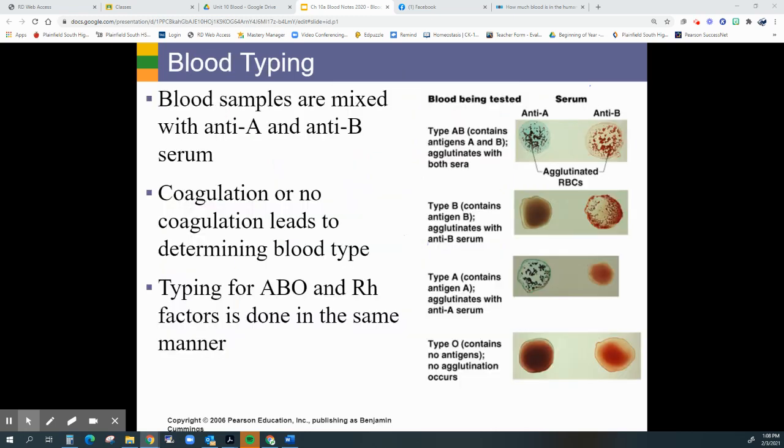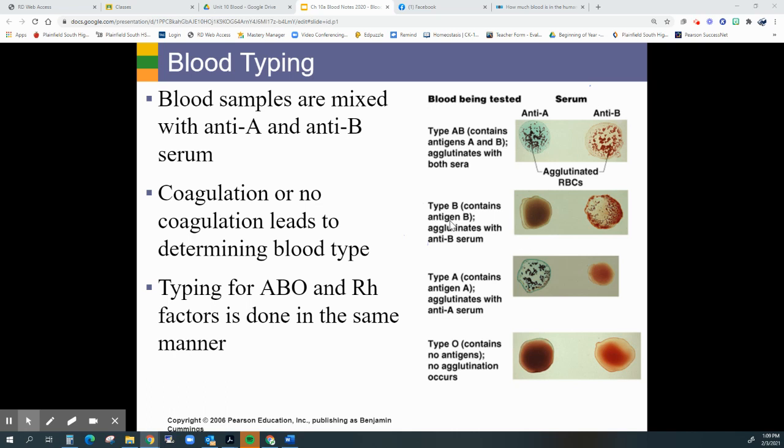When we type these, this is what I was talking about before. We essentially take a sample and we mix in the anti-A and anti-B. So anti-A essentially contains A antibodies and the anti-B contains B antibodies. So if you mix those into a serum and the blood does this, we know that that person contains those two antigens. So in this case, this is somebody who's type AB because both the A and the B, it reacted to both serums. All right.